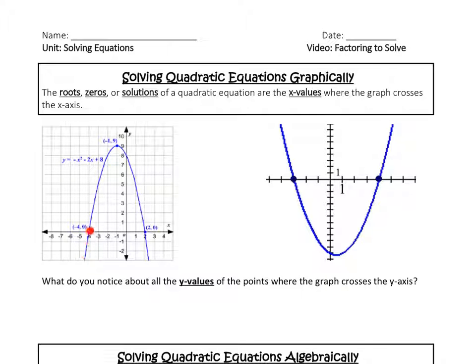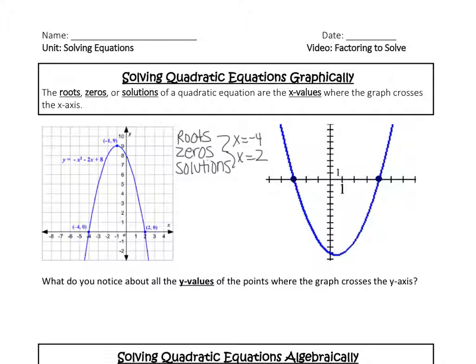So if you take a look at this parabola right here, or this quadratic, it intersects the x-axis at this point here and this point here. So our roots, we'll put them on the side here, roots, also called zeros, or solutions, are x equals -4 and x equals 2.